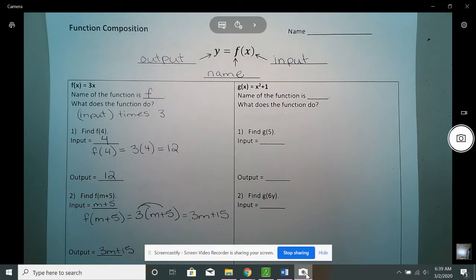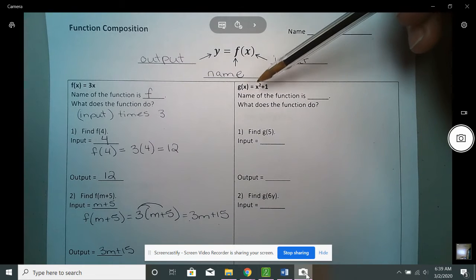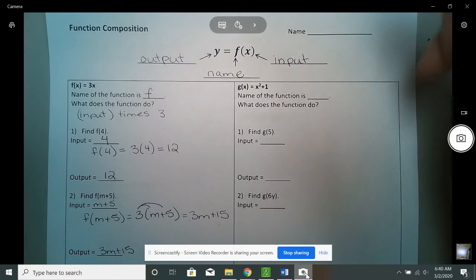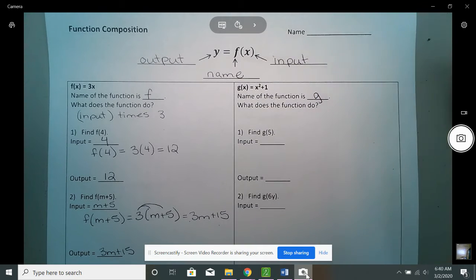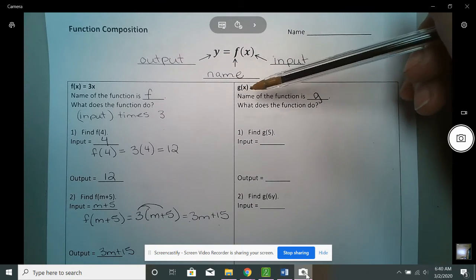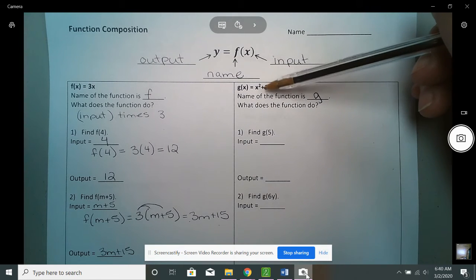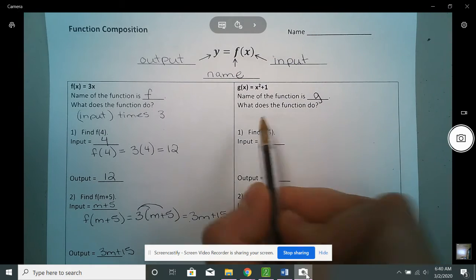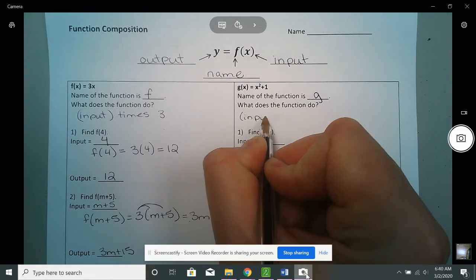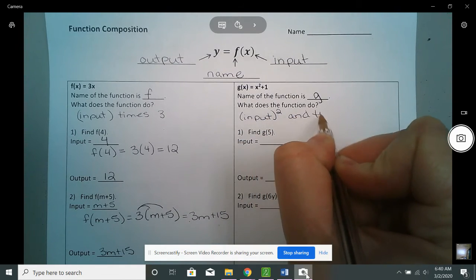Let's see another function. This reads g of x is equal to x squared plus 1. That means the function's name is g. This is not g times x, we say g of x. Our input values are going to be squared and then added to 1. So what does the function do? Well, we're going to square the input and then add 1.